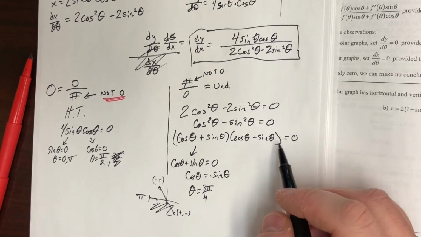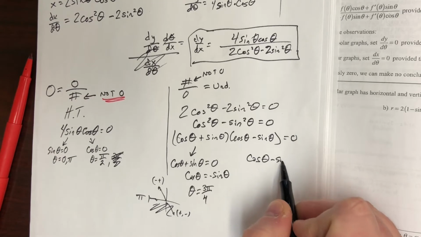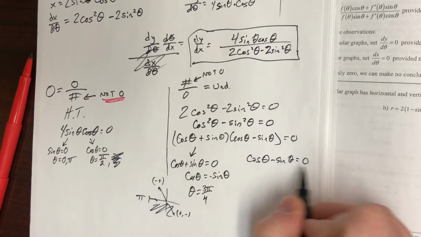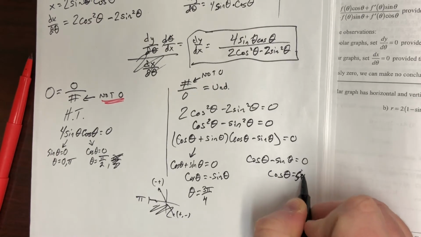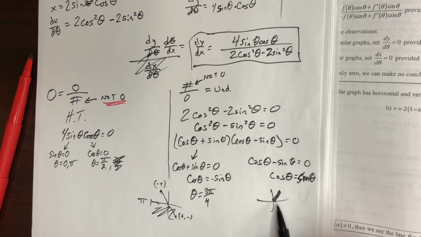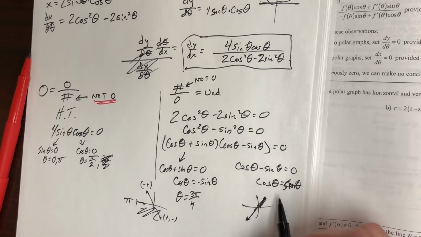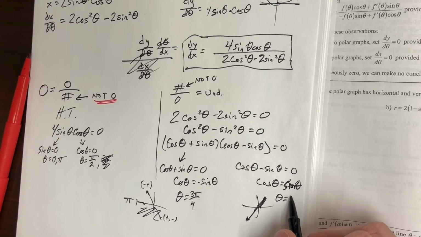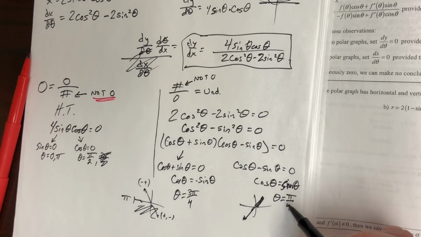And then on this one, it's cosine theta minus sine theta is equal to 0. Add the sine to both sides. Now it says cosine and sine are equal to each other, so that's going to be when their signs match. You had regular pi over 4 and 5 pi over 4 over here. So again, since we only care up to pi, we can say theta is pi over 4.